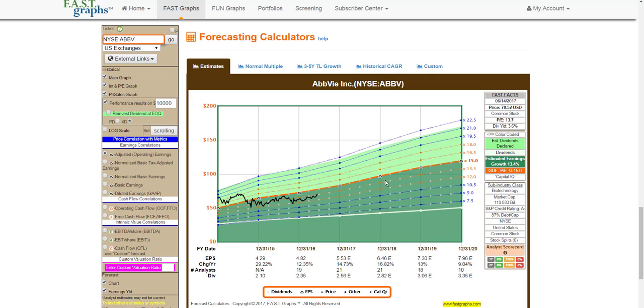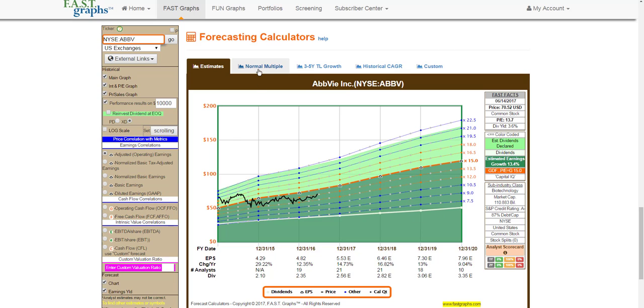This is about as far out as I like to go, but one thing that this forecasting calculator allows me to do is do calculations of what might occur. So this orange line is a 15 PE ratio, and these other lines represent different PE ratios so that I can do what-if calculations. So what if AbbVie traded at approximately the 13.5 PE multiple that it currently trades at? Going out a couple of years, that would represent an 18% total annualized rate of return, assuming these earnings manifest as forecast. And if their PE went back to a more reasonable 15 PE, that would be a 26%.